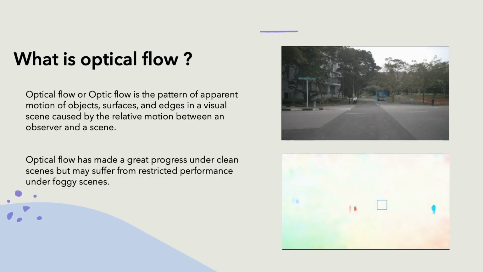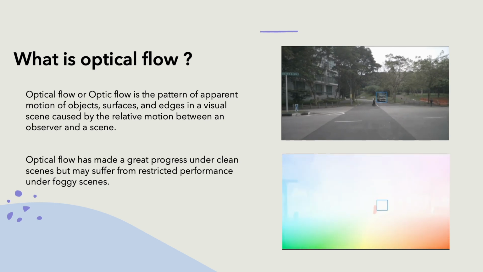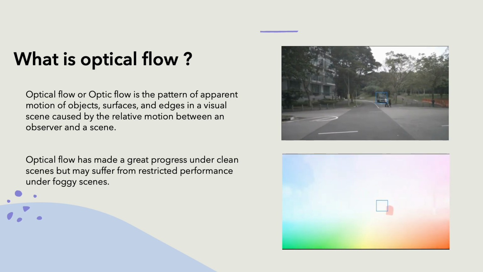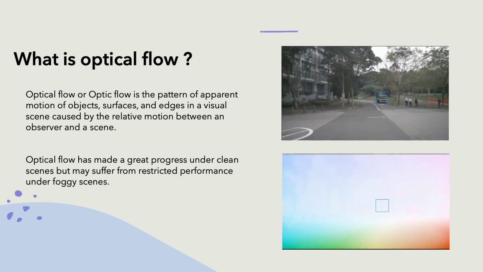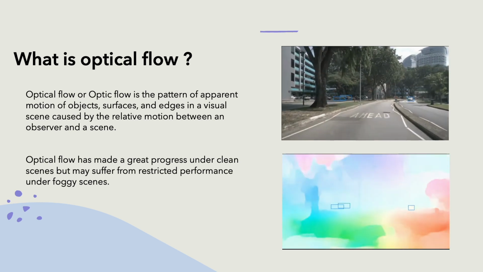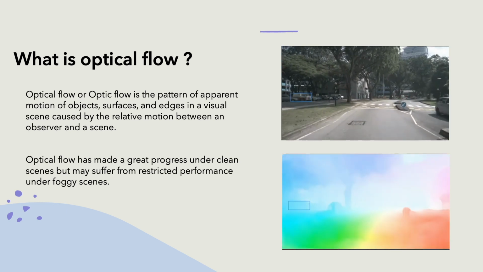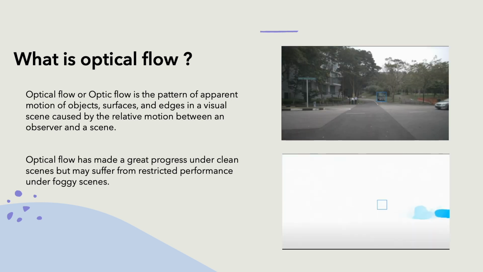Optical flow or optic flow is the pattern of apparent motion of objects, surfaces and edges in a visual scene caused by relative motion between an observer and a scene, which you can see on the video on the right side. In simple terms, it's a method to track how objects move between consecutive frames in a video. It helps understand the direction and the speed of motion in a scene.